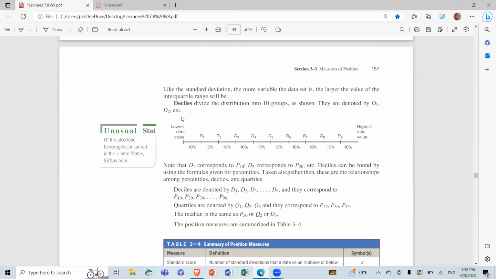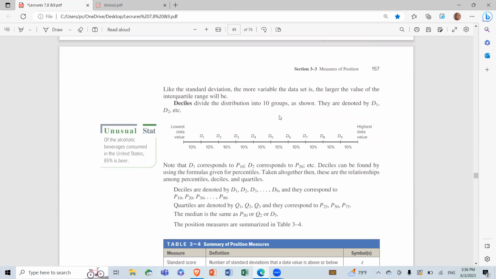Like the standard deviation, the more variable the data is, the larger the value of the interquartile range will be. Like the standard deviation, the bigger the number, the more spread we have in the numbers. The same applies to the interquartile range.